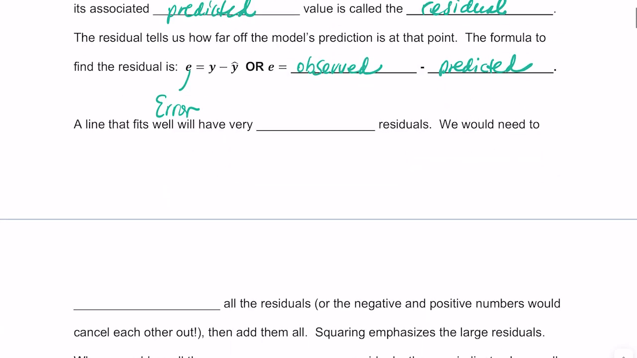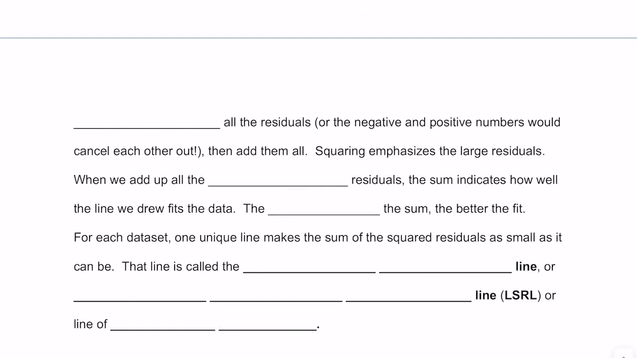A line that fits very well, then you can imagine, would have very small residuals. Now what we would need to do is square all these residuals to look at the distances, just like we did for standard deviation. But remember, when we did standard deviation, we also got negative distances or deviations, and the way we undid those was by squaring them. If that were to happen here, the negative and the positive numbers would cancel each other out. And then we would add them all up. Squaring emphasizes the large residuals.